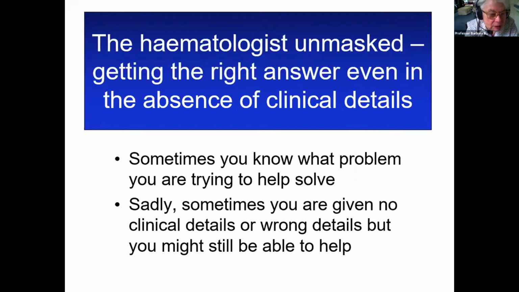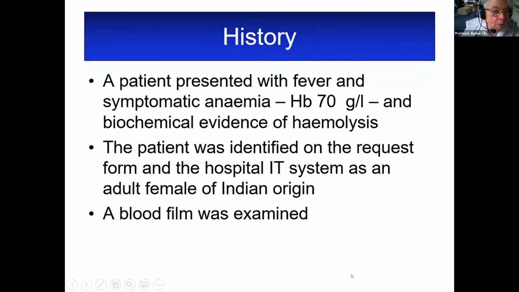Sometimes you know what the problem is that you're trying to help solve. Sometimes you're given no clinical details, but what can be even worse, you may be given the wrong clinical details, and that might be quite misleading. So this patient presented with fever and symptomatic anemia, quite a severe anemia, as you can see, and she also had biochemical evidence of haemolysis. And she was identified on the information technology system of the hospital and on the data we received as being an adult female of Indian origin. And we were asked to examine a blood film, and we obviously would have examined a blood film with an unexplained hemoglobin of 70.